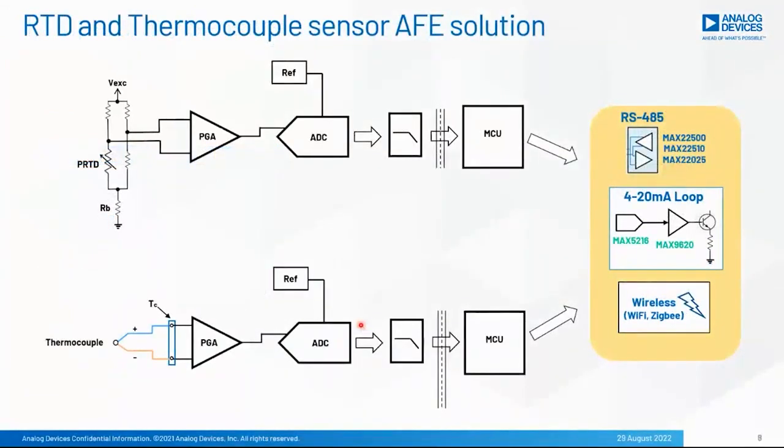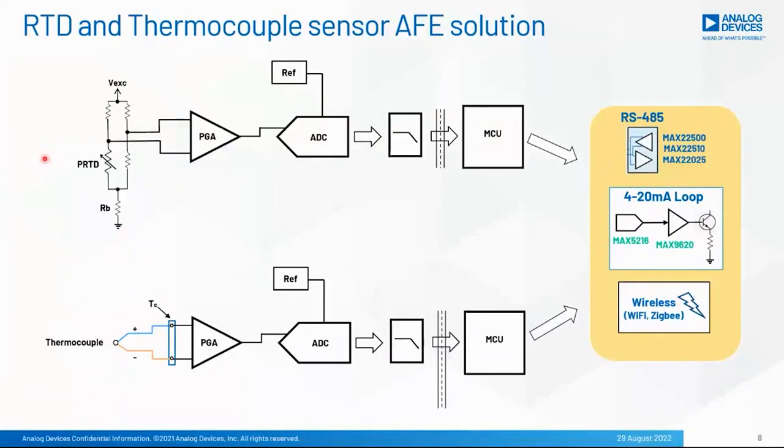Now we will discuss the analog front-end solutions for these temperature sensors from Analog Devices. As I mentioned earlier, RTD is a resistance-based temperature sensor. It generally comes in 100 ohms to 1 kilo ohm resistance at 0 degrees Celsius. These sensors are used for a wider range of temperature sensing where silicon sensors are not viable. Typical sensing range is minus 100 to 350 degrees C.